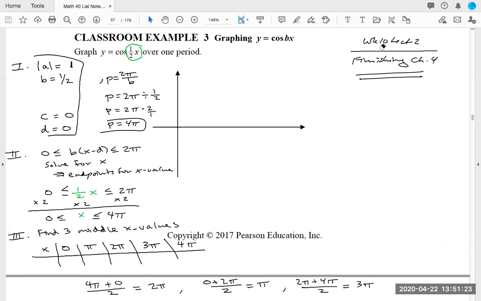Okay, part 4 is to find y values based on the x values we have here. So let me add a 4 in here.